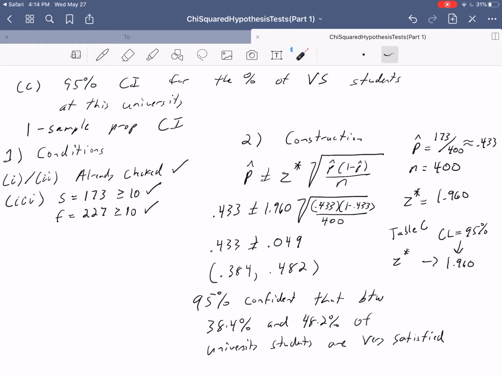In our next video, we'll take a look at another example of running this chi-squared test for independence and homogeneity.